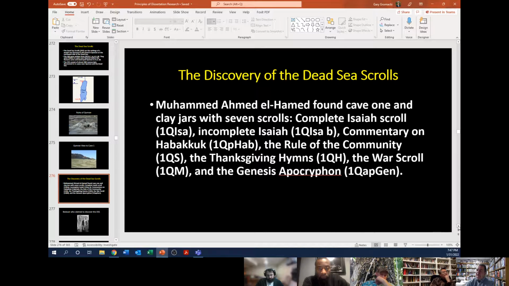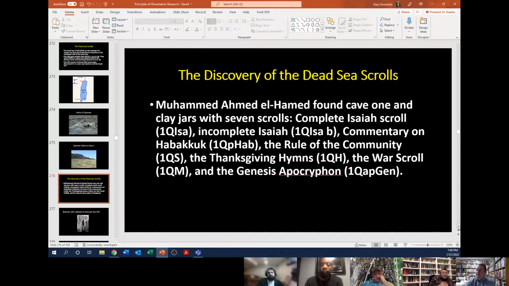For instance, 1Q: 1 refers to Cave 1, Q is Qumran, and then Isaiah. So 1QIsa, that's the abbreviation, stands for the complete Isaiah scroll. Notice there's an incomplete Isaiah scroll, which is B. The commentary on Habakkuk, sometimes called the Habakkuk Pesher. That's why you have the P. Well, I'll talk about Pesher here in a minute. But 1 means it was found in Cave 1, Q is Qumran, P stands for Pesher, and HAB is for Habakkuk.